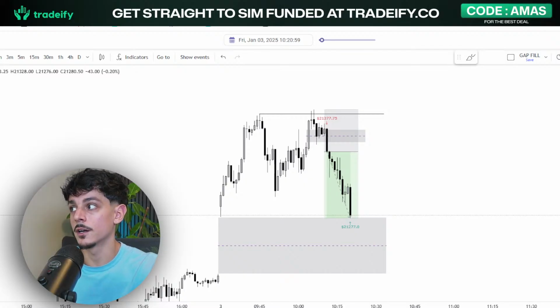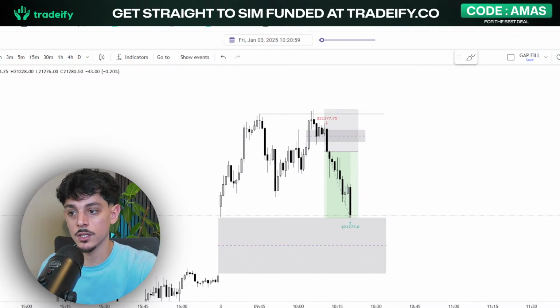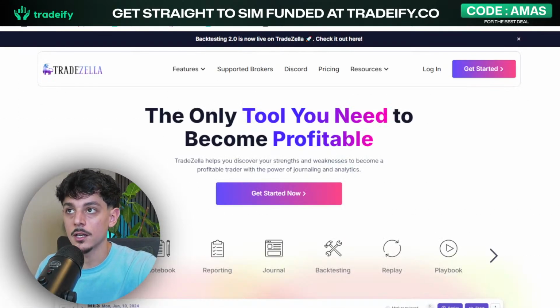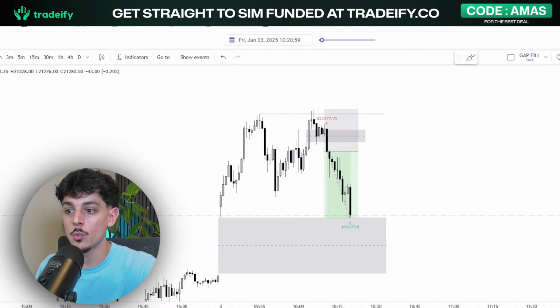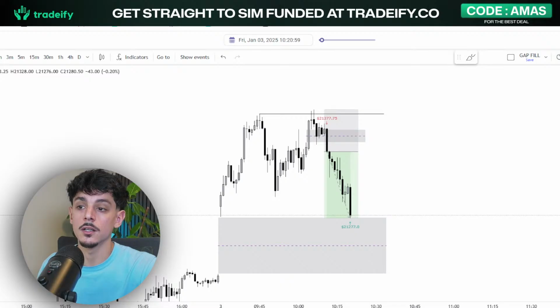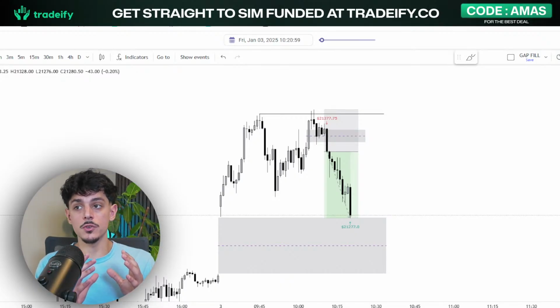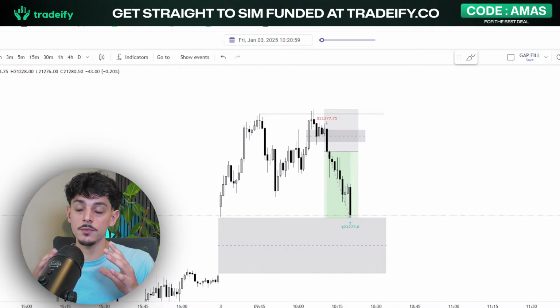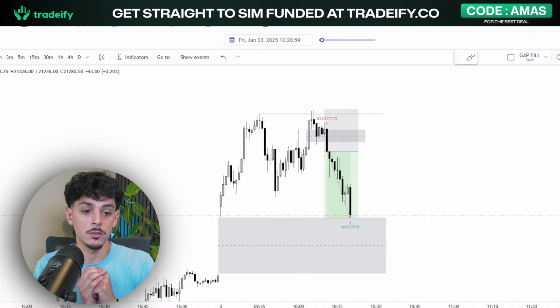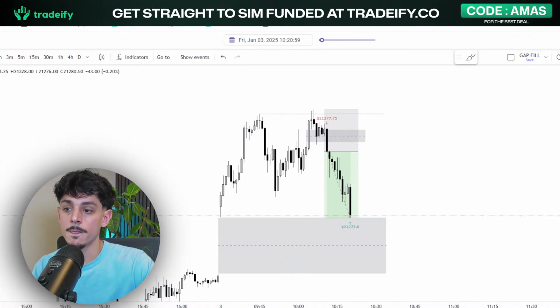What I do, and I think it would be good, is that every time I take a trade, I will put it in the journal, and then I will have all the data, all the pictures in the same PDF, and then I will send it to y'all through my Discord.